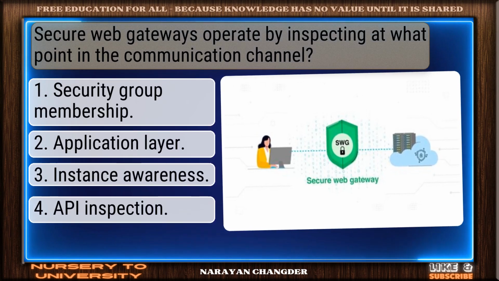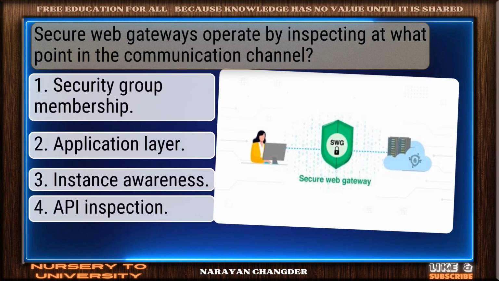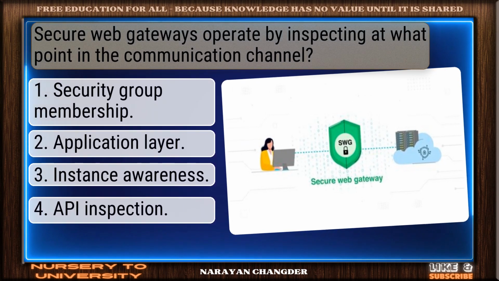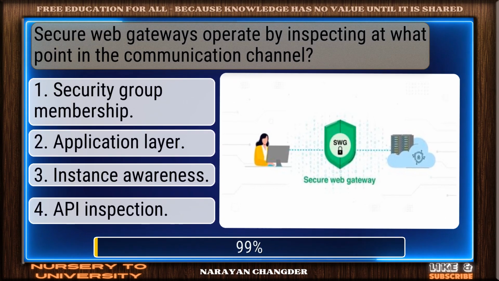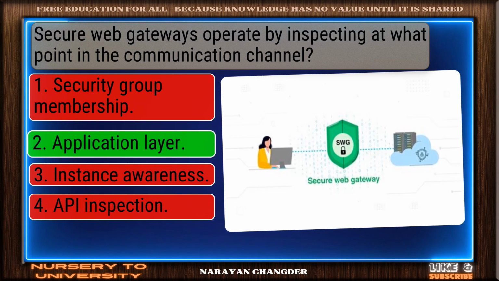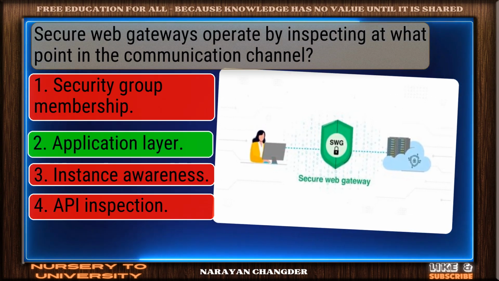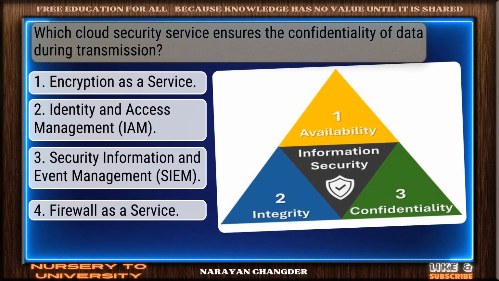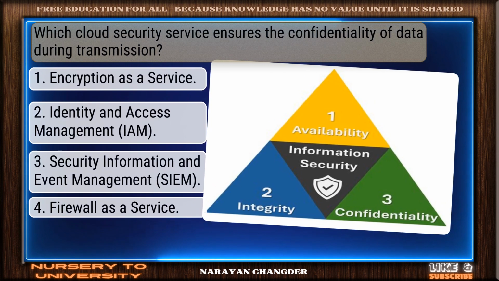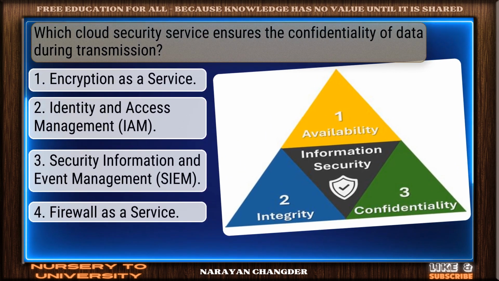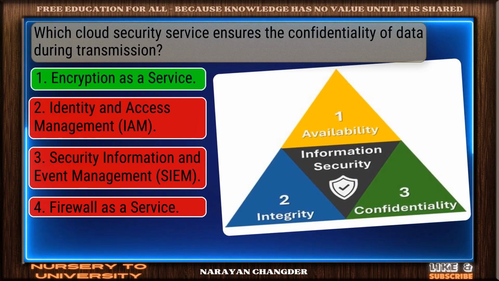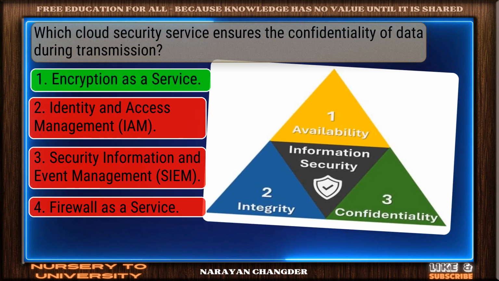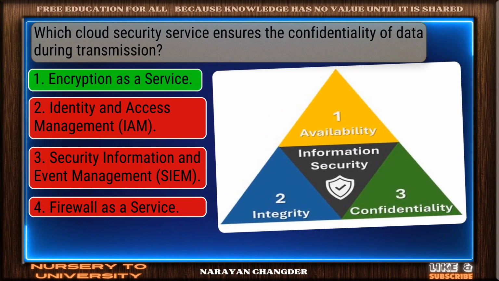Question number 40. Secure web gateways operate by inspecting at what point in the communication channel? Excellent. Application layer is a brilliant choice. Question number 41. Which cloud security service ensures the confidentiality of data during transmission? Nice work. You chose encryption as a service, and it is correct.